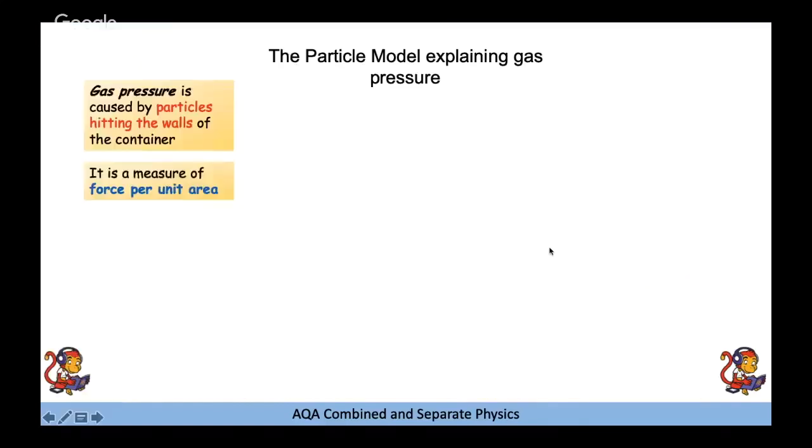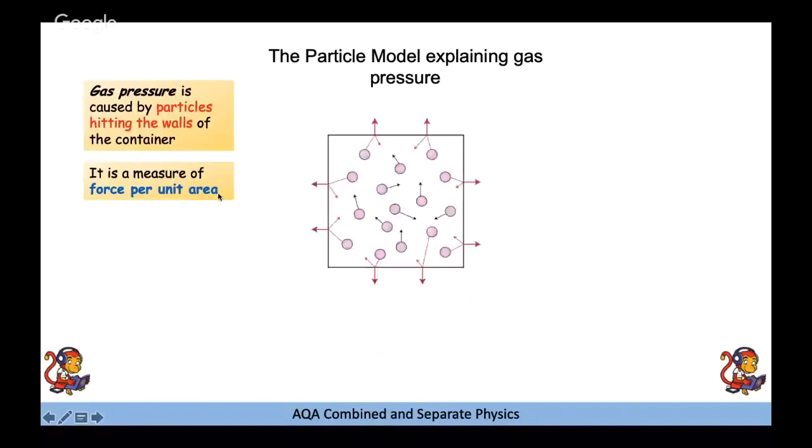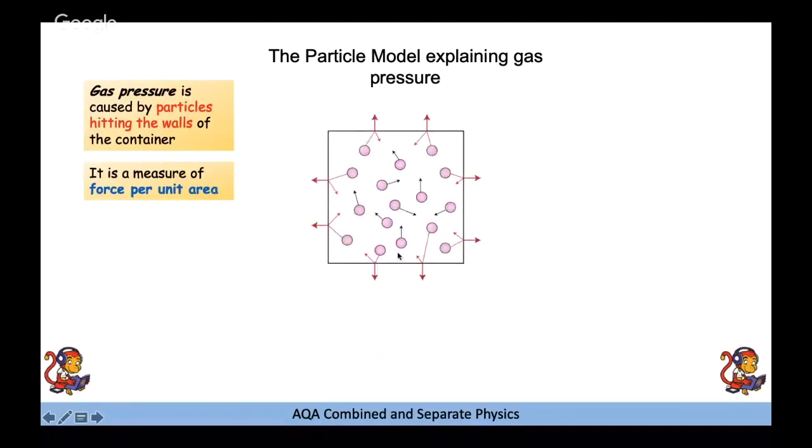Okay, so gas pressure then. Gas pressure is caused by particles hitting the walls of the container, and it's a measure of the force per unit area. Okay, so here we have a box with gas particles in it. What is gas pressure? Well, it's when those particles collide with the wall. Okay, so how do we increase gas pressure? In a nutshell, it's making sure you understand this definition here.